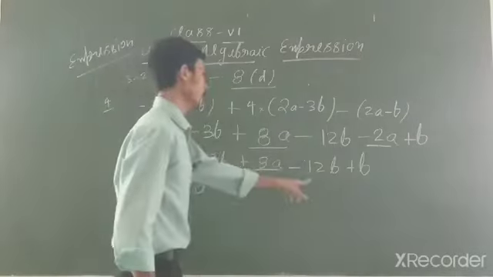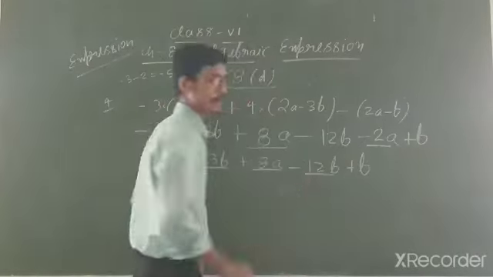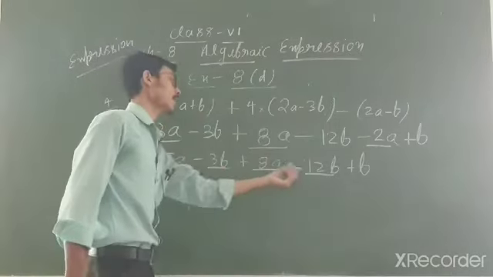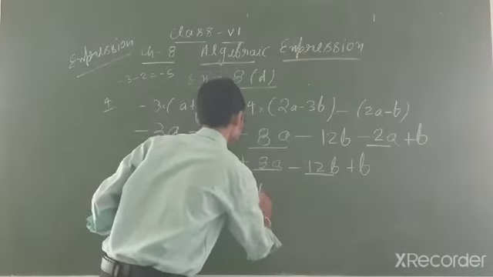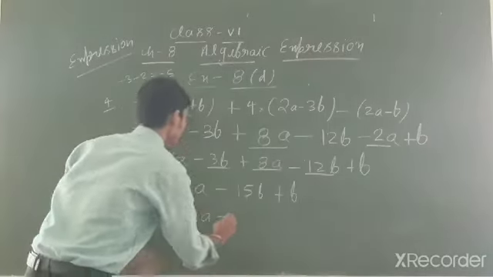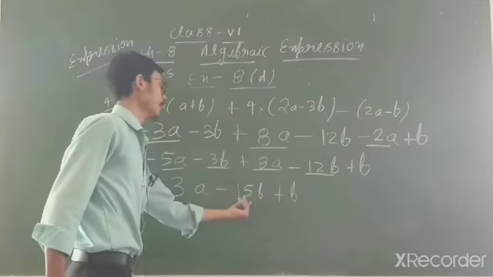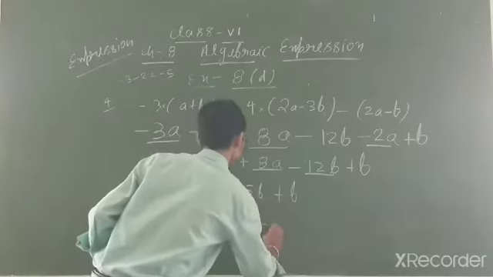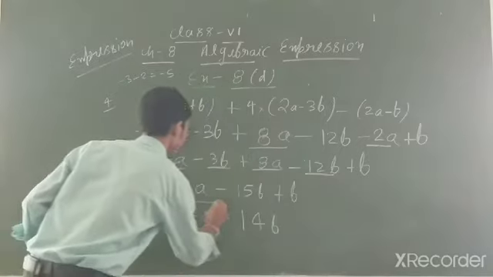Now -3b, -12b, plus b. Clear student? So you know that minus and minus plus, so -12 and -3. This will become what? This will become -15 and sign of greater integer. So write down -12 and -3, -15b and plus b. Now again 3a, so write down 3a same, then -15 plus b. So minus plus minus and sign of greater integer, and 15 is greater, so minus sign and 15 minus 1, this will come 14b. Clear student? So this is our correct solution.